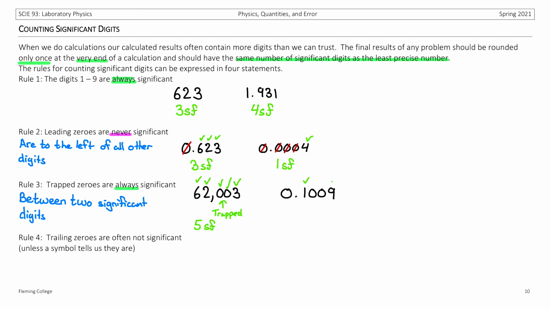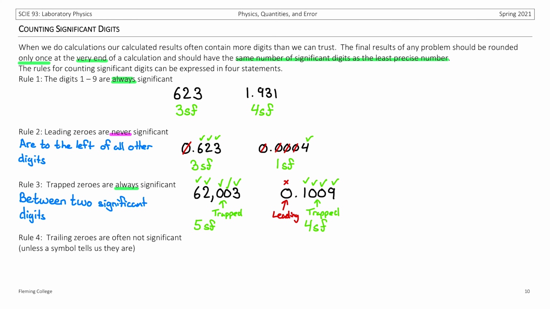Let's consider the example 0.1009. Well, by rule 1, the 1 and the 9 are both significant, and that would make the two zeros here trapped, so they will be significant. But the 0 to the left of the decimal place is to the left of all other digits, so it's a leading 0 and it is not significant. This example has 4 significant figures.